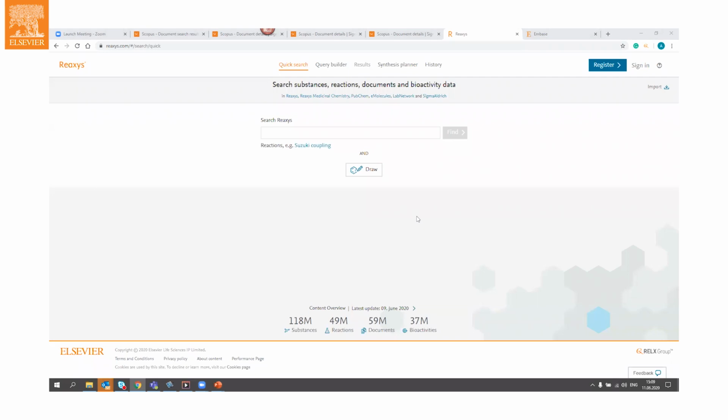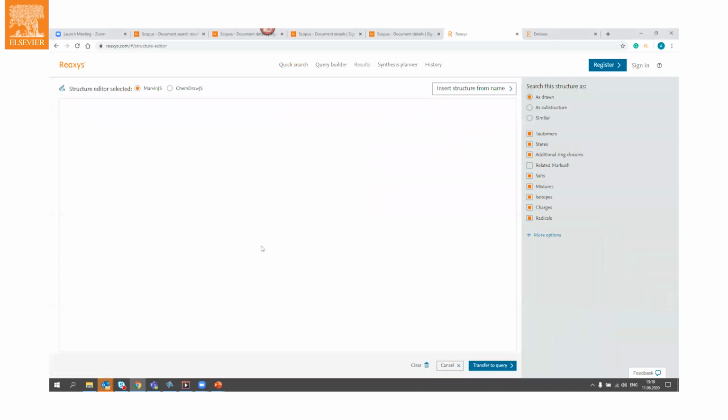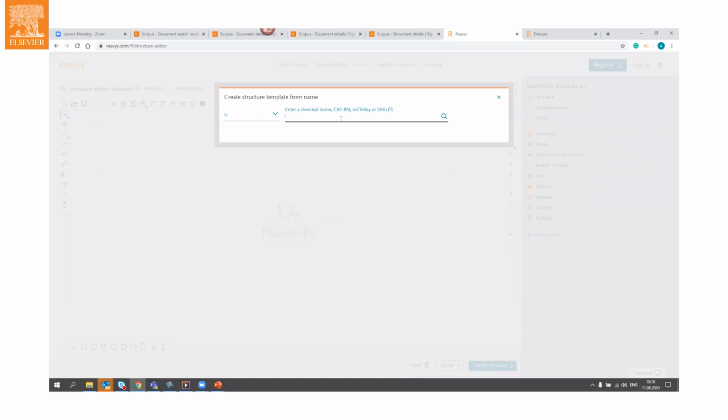This is how the Reaxys starting page looks. This is a place where you can search, where you can draw your molecular formula. So for example, if you want to find derivatives of aspirin, you can do it.